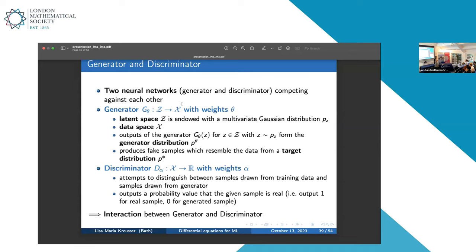What's also useful in terms of notation is that we often say the generator distribution is denoted by P_theta, and the target distribution is P star. So in the end, the generator aims to produce samples which look very similar to samples from the target distribution. And now the task of the discriminator is to distinguish between those real and those fake generated images. In particular, the discriminator outputs a probability value where one might stand for real samples and zero might stand for generated samples. And so it's a very strong interaction between the generator and the discriminator, which needs to be understood.